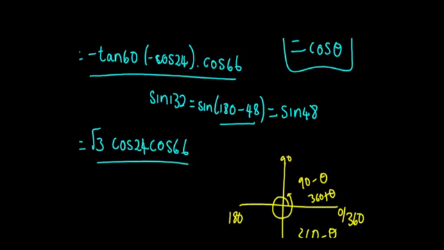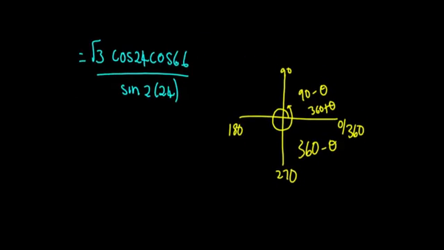Sine of 48, I can rewrite as sine of 2 times 24, and the reason I want to change that is because I can already see in what I've got in the numerator, I've got a cos 24. And I know that 48 is 2 times 24, so I want to bring that 24 into the question immediately, right? So I've got root 3 cos 24 times cos 66.